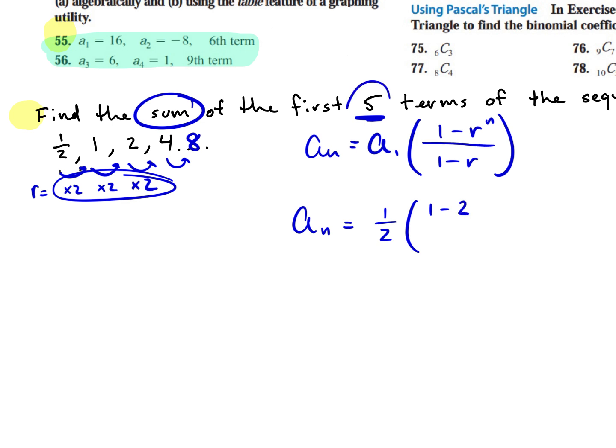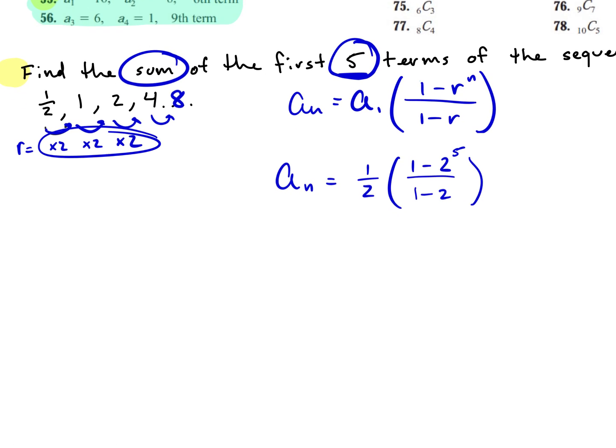N is our number of terms. So we're looking for the first 5 terms. So 5 would be our exponent over 1 minus 2. From here, just have to simplify. 2 to the 5th power would be 32. So 1 minus 32 would give us negative 31 up top. Over 1 minus 2 would be negative 1. So we end up with 31 over 2.